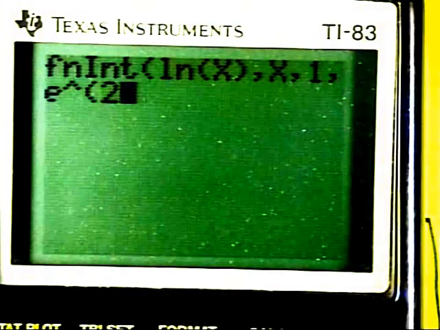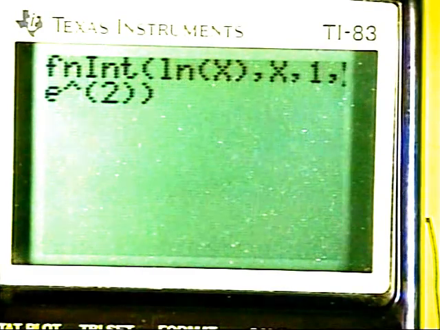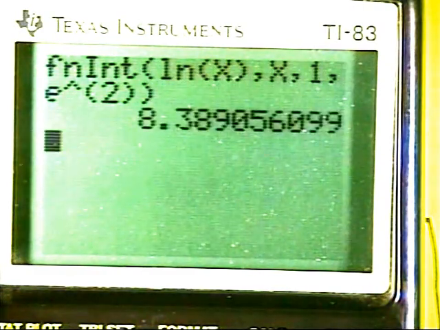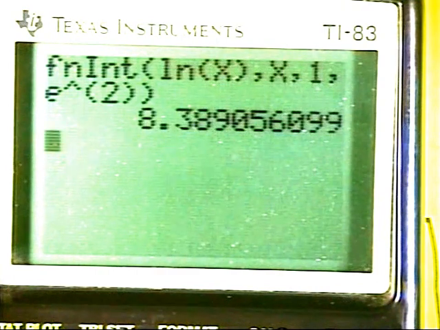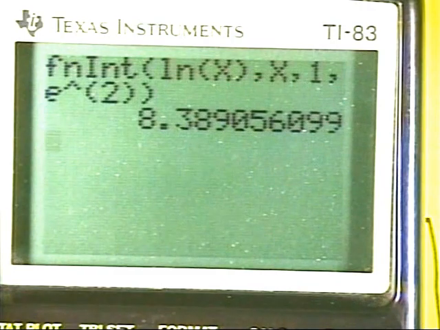Okay, and that's pretty easy, right? And that gives you the answer. How would you write that answer if you had to write it on the test? 8.389. Right, 3 decimal places, right?